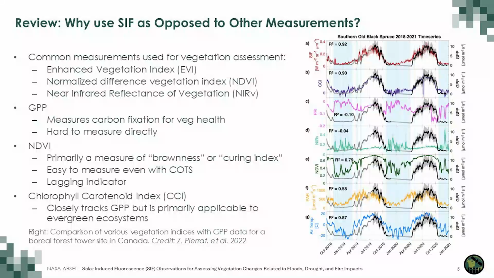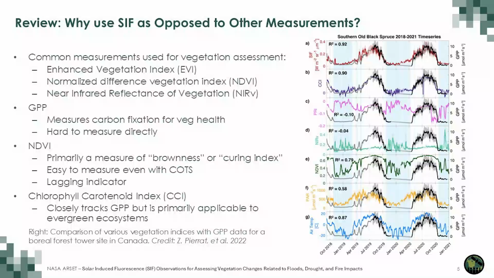So I want to take a moment to look a little more deeply at this plot. Starting at the top, we can see that SIF is the best correlated variable with GPP with an R-squared value of 0.92. The second best, as I mentioned, is CCI with an R-squared of 0.9. However, I also want to take a moment to point out NDVI with its R-squared value of 0.79. You may already be familiar with NDVI from your own research or analysis, since it's easy to measure and therefore it's commonly used across a wide variety of applications.